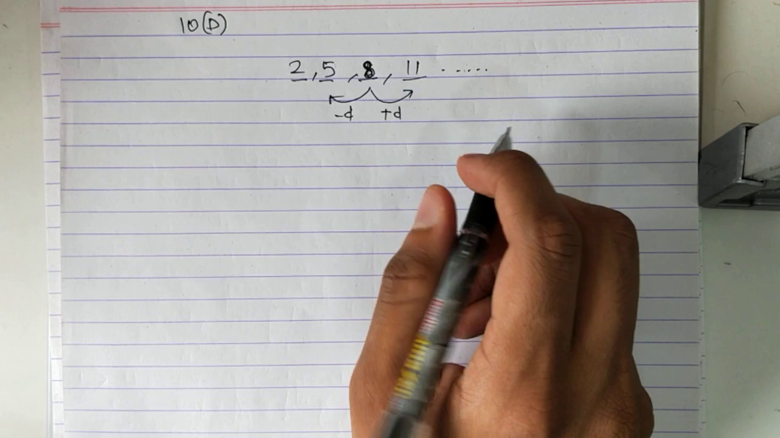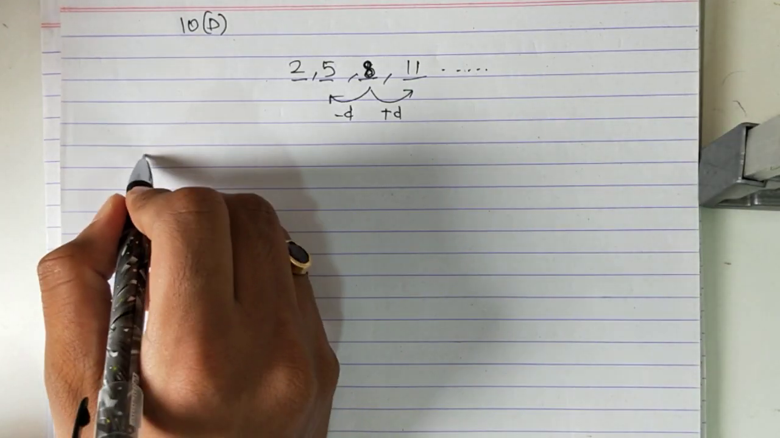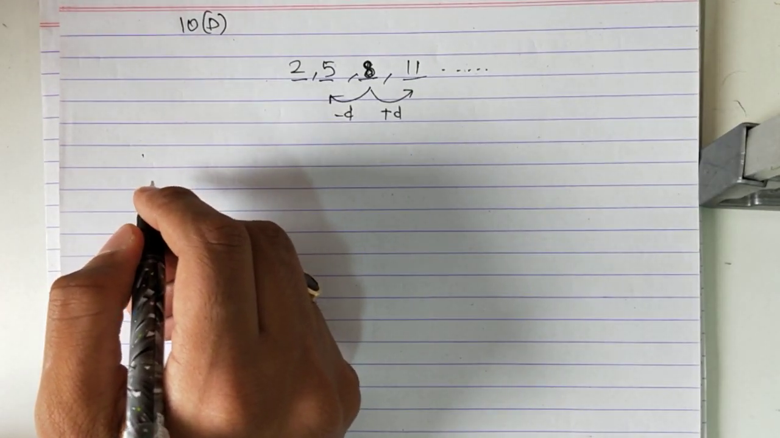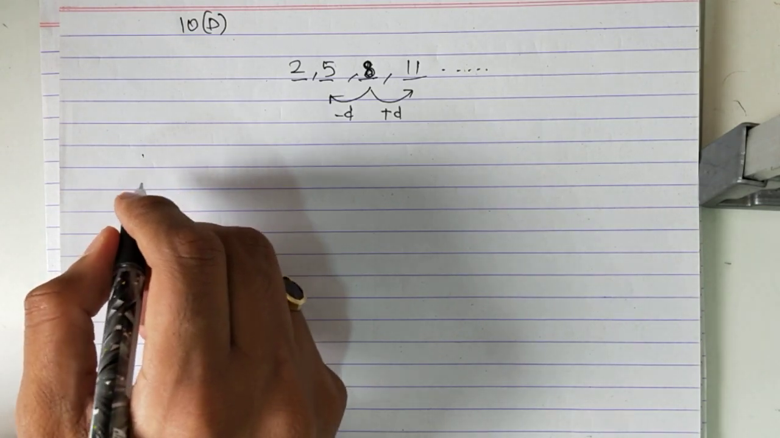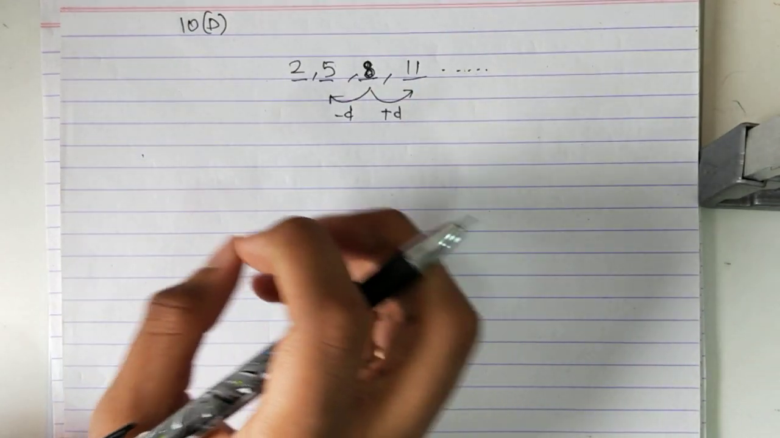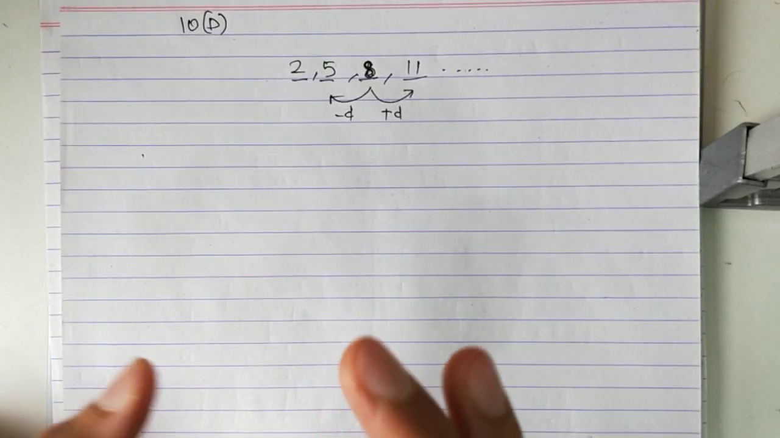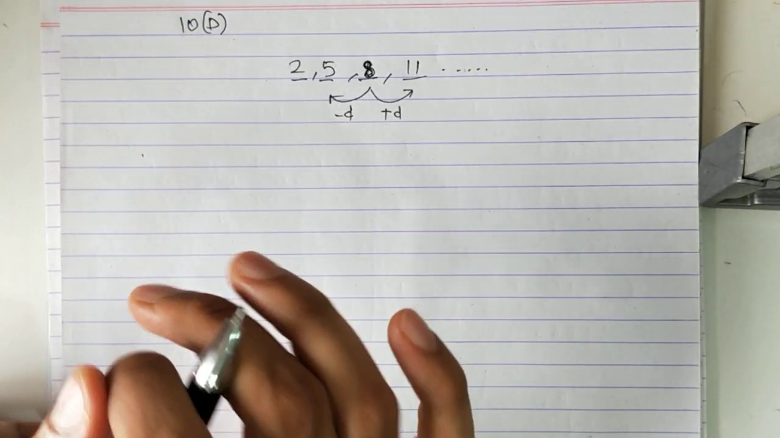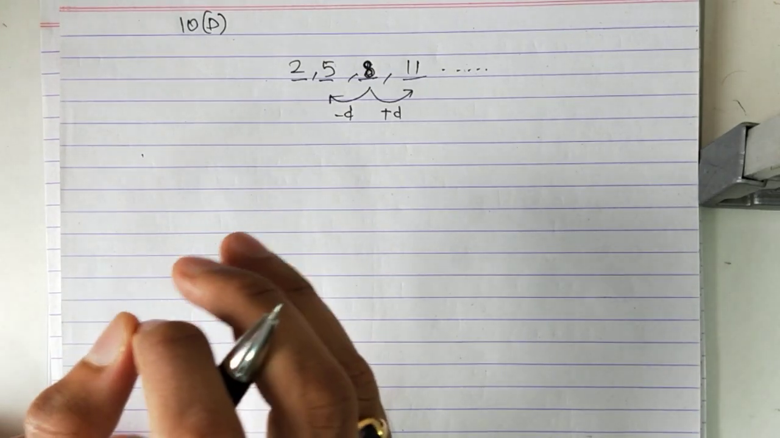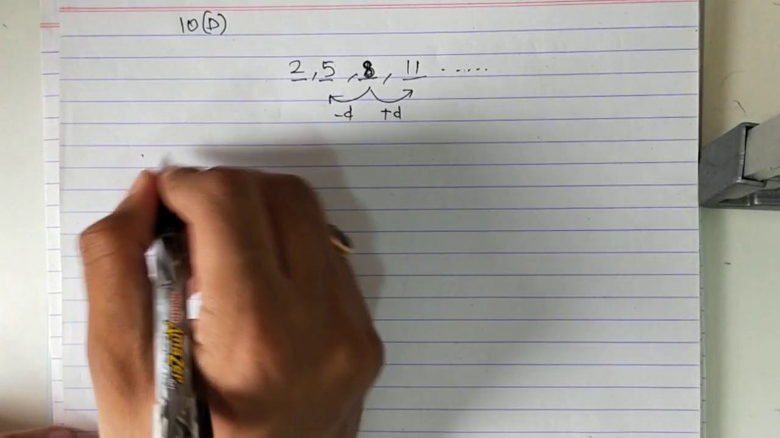Okay. Now in this exercise they will give you in the question that there are 3 numbers in AP, or there are 4 numbers in AP, or there are 5 numbers in AP. Okay, this much variation will come in the exam. 3 numbers, 4 numbers or 5 numbers. 3 consecutive terms of AP.